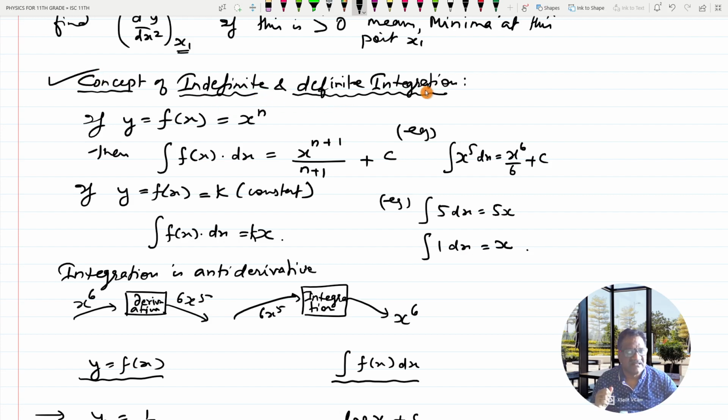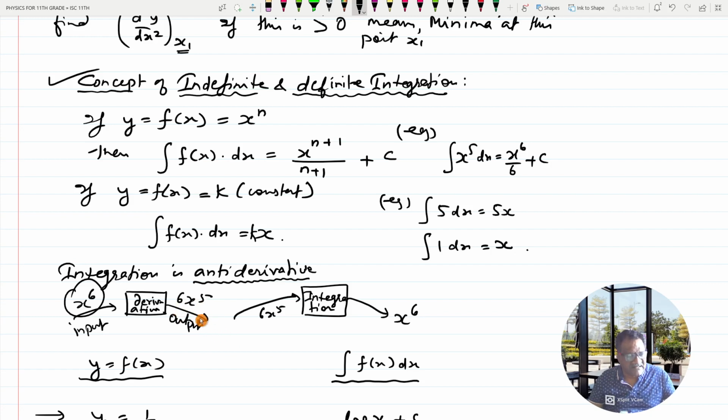Now integration is nothing but something called antiderivative. It is the opposite of derivative. For example, suppose you have a function, say x raised to 6. You put it in a factory which is a derivative factory. In other words, if you find the derivative of this function x raised to 6, the answer will be 6x raised to 5. So this factory of derivative will convert this function x raised to 6 into 6x raised to 5. This is your input and this is your output of your derivative factory.